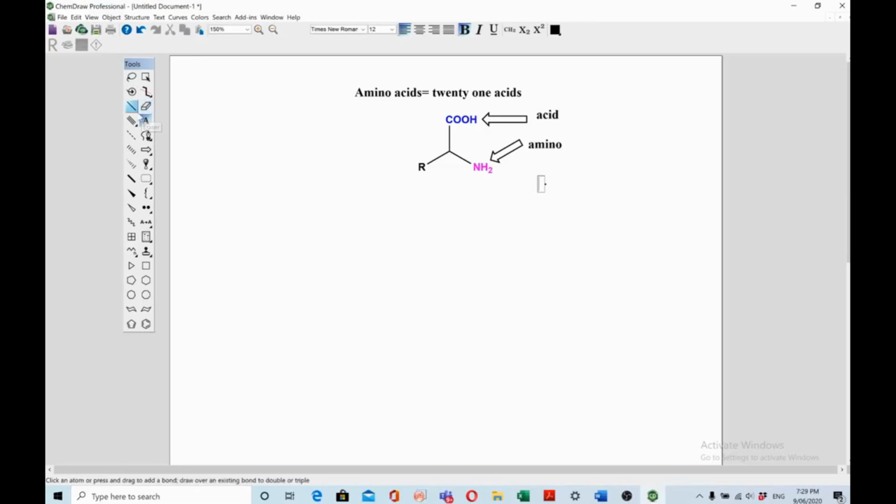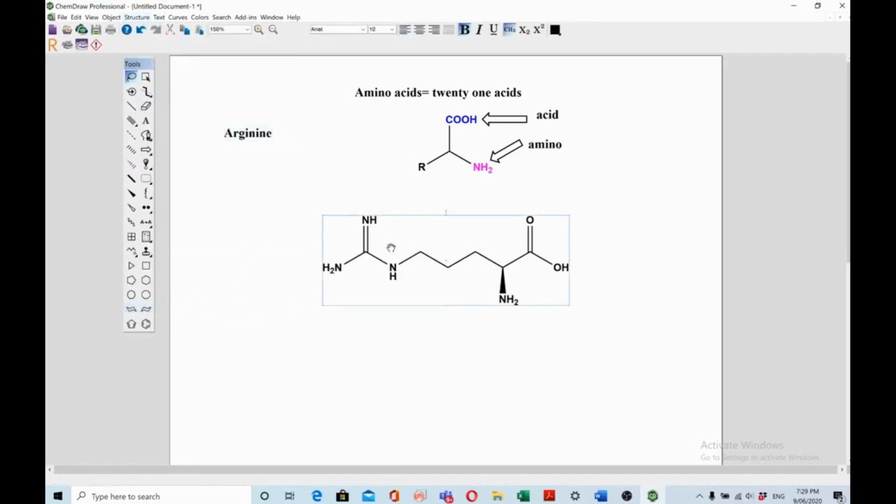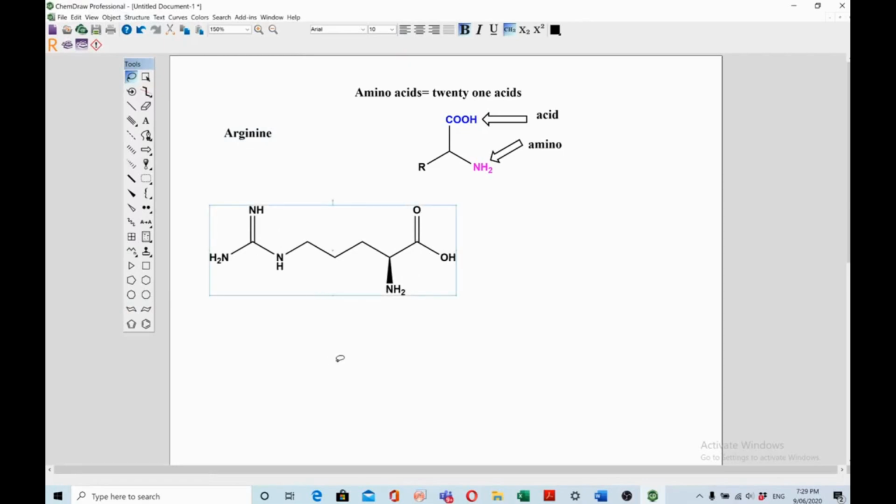Okay, so the first amino acid is arginine, which I'm going to discuss here. If we go to ChemDraw and convert, this is arginine, the structure of the amino acid. You can see there's a chiral center, that's why it's a bold line here. Again, this is the acid group, and this is the amino group, that's why this is an amino acid. The name of this amino acid is arginine, and the 3-letter code, which you often see in protein chemistry, is ARG, used for arginine.